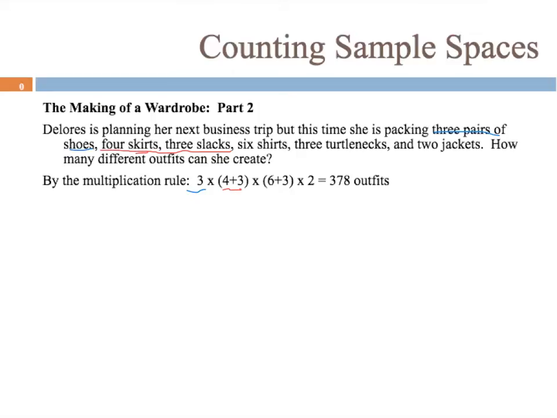So same thing with, let's pretend in this example at least, that she picks to either only wear a shirt or only wear a turtleneck but doesn't wear both. In that case, we will be adding the 6 and the 3, okay, to make 9 possibilities for that outfit. And then in the end, just the 2 jackets goes here. So that would, in the end, be 3 times 7 times 9 times 2, which should come out to 378 possibilities.